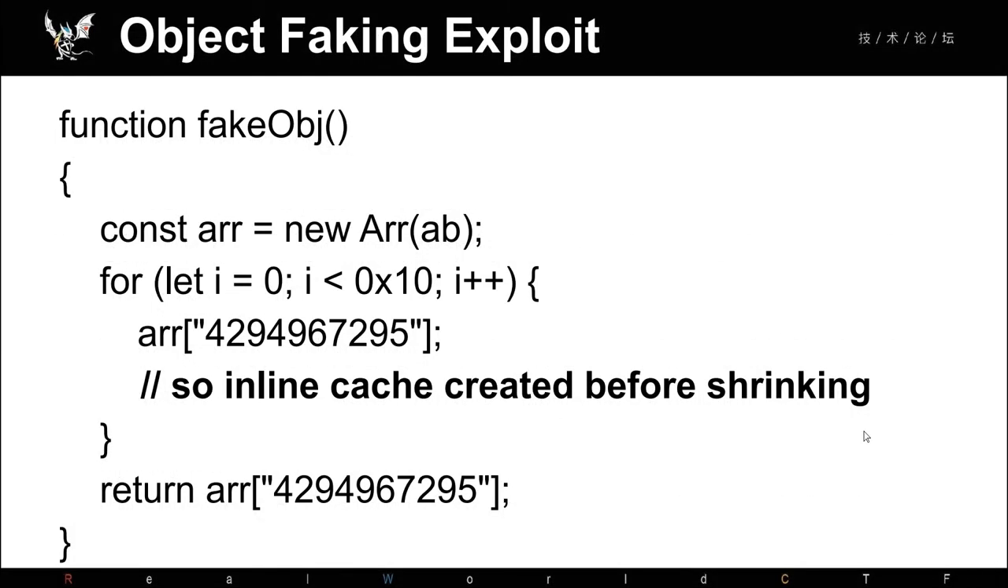And here is a fake object function. Firstly, we create an ARR with an array buffer with size. The size of this array buffer is 2 to the power of 32. Then we use a for loop to access the vulnerable numeric string key. And since we have accessed this many times, the inline cache will be created before shrinking. If we don't have this loop, this cannot be achieved. Then we just return the ARR and this for the vulnerable numeric string key.